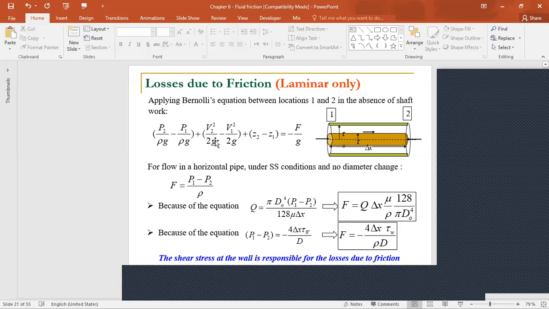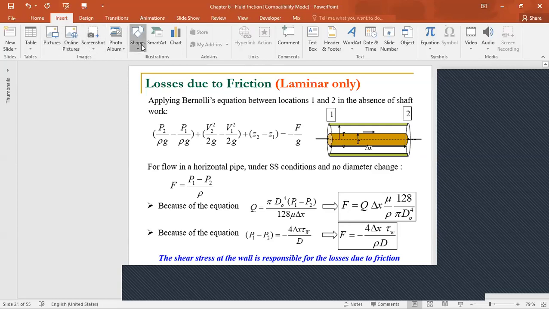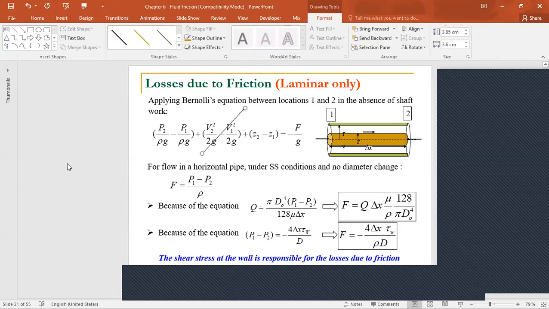We'll keep them. Now, V2 and V1 should be the same because we have the same cross-sectional area, as you can observe here. This section and this section have the same cross-sectional area, so this can be neglected, and we'll cancel this term. Then we have, of course, Z1 and Z2. As you can observe also, the pipe is horizontal, so the difference between Z1 and Z2 is also negligible. I'm not saying the absolute value, I'm saying the difference.